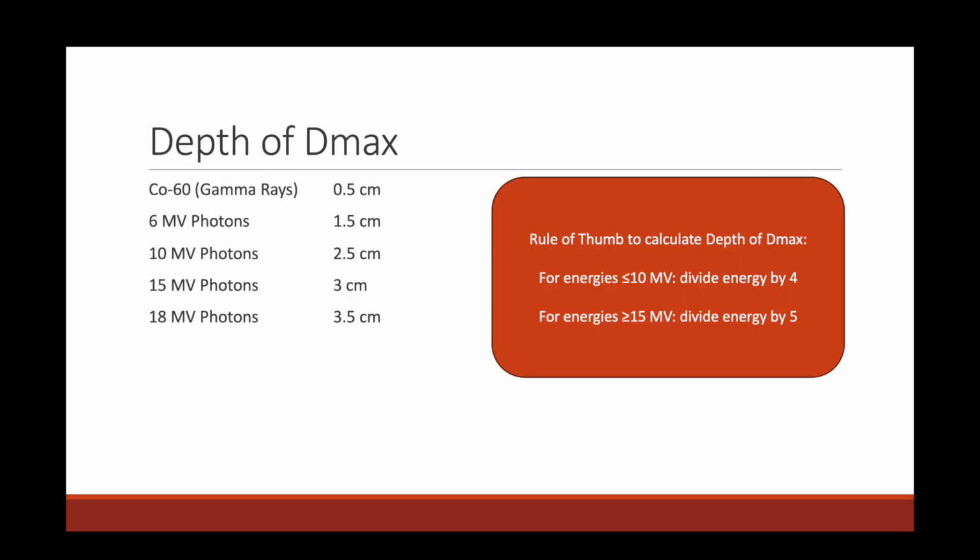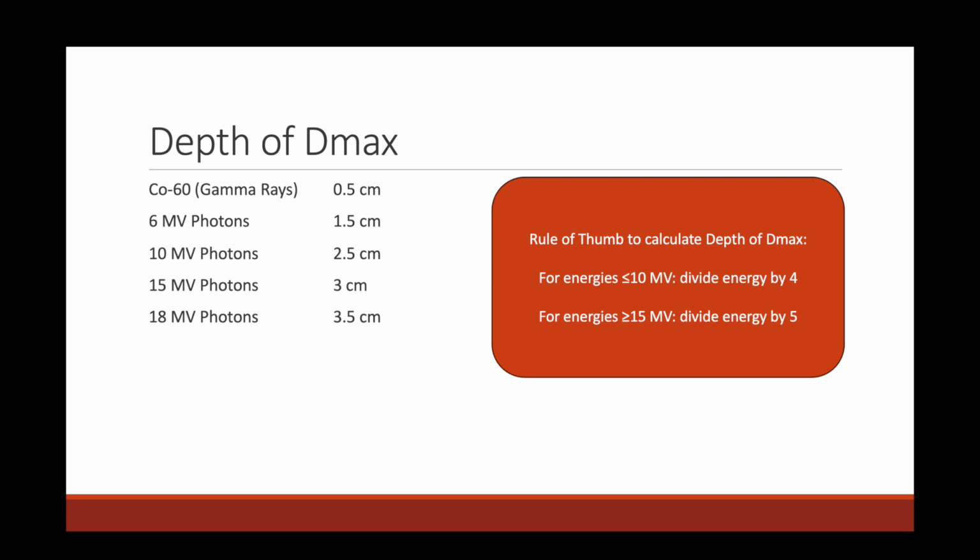A quick little rule of thumb to calculate the depth of Dmax is that for energies that are 10 MV or less, we can just divide the energy by 4. So for 6 MV photons, 6 over 4 is 1.5, so 1.5 centimeters is the depth of Dmax. For a 10 MV photon, 10 over 4 is 2.5, so the depth of Dmax is 2.5 centimeters. Above 15 MV, we can divide the energy by 5. So for 15 MV photons, the depth of Dmax is approximately 3 centimeters. And for 18 MV photons, 18 over 5 is 3.6, so the depth of Dmax is approximately 3.5 centimeters.